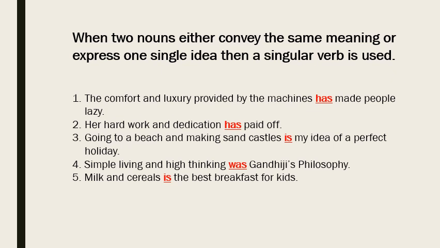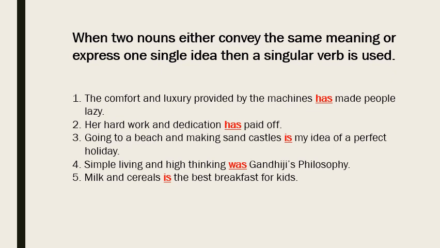When we look at the last example, you'll understand better. Milk and cereals is the best breakfast for kids. Though we have two different nouns there, milk and cereals, we are not using the verb are. Instead, we are using a singular verb is, because both convey one single idea. So you have some other examples too over here, like the second one, her hard work and dedication has paid off. Going to a beach and making sand castles is my idea of a perfect holiday. Simple living and high thinking was Gandhiji's philosophy.